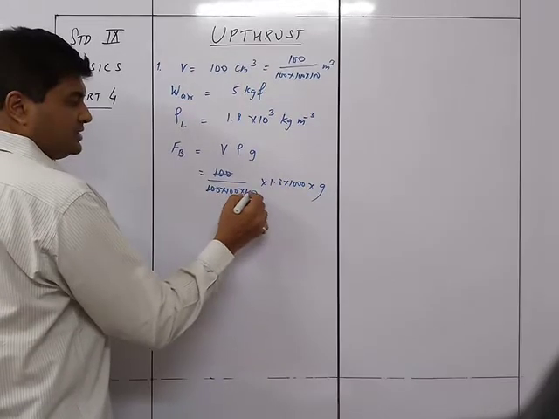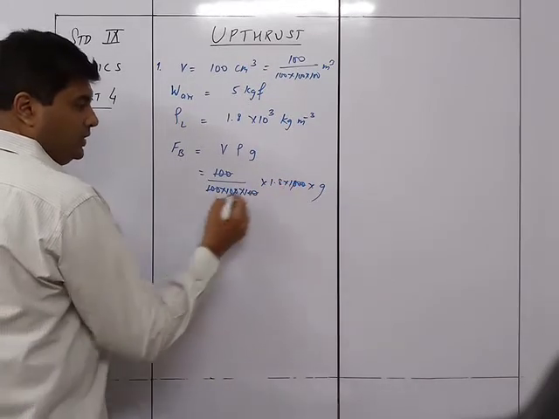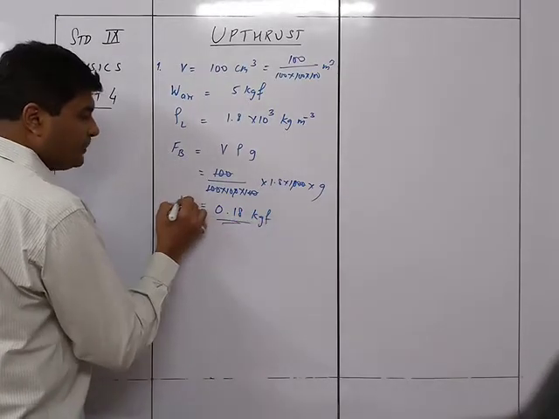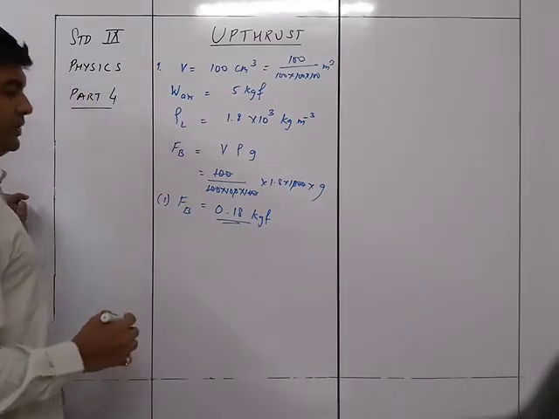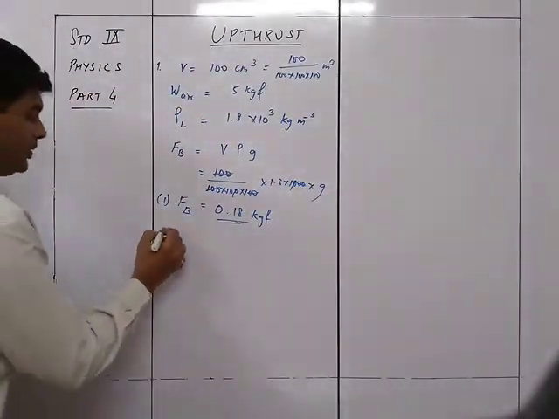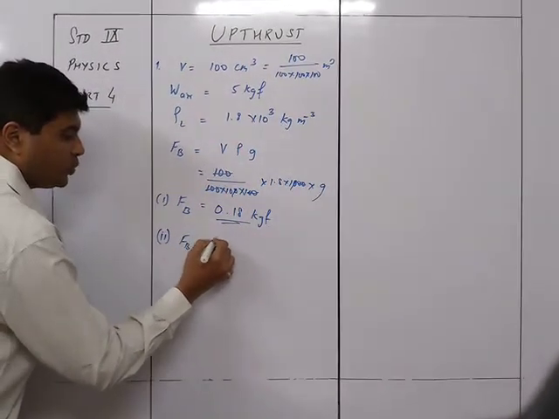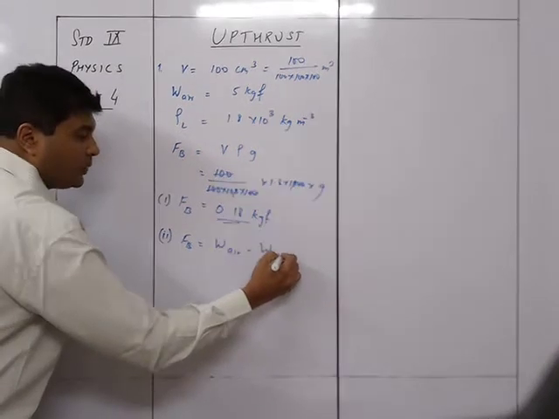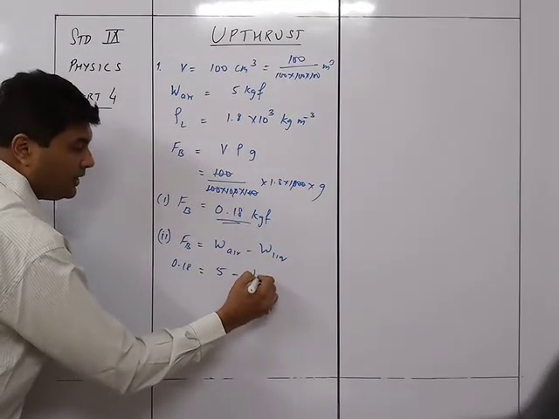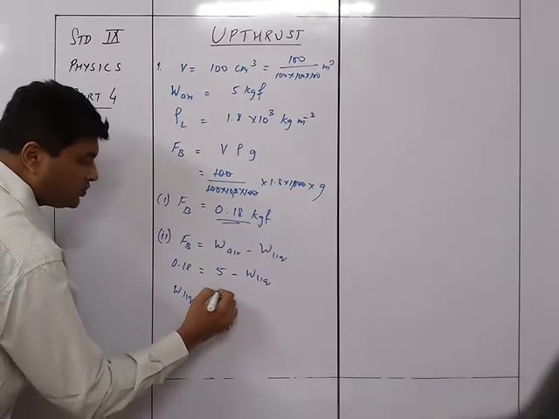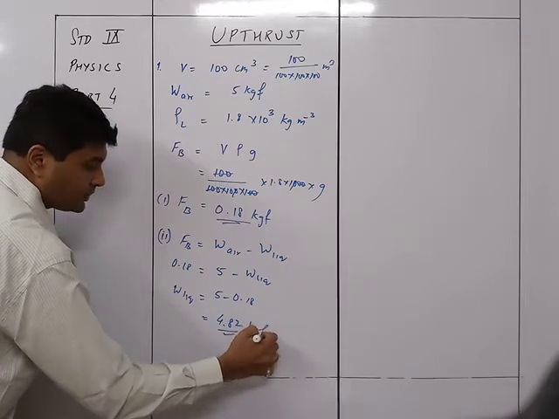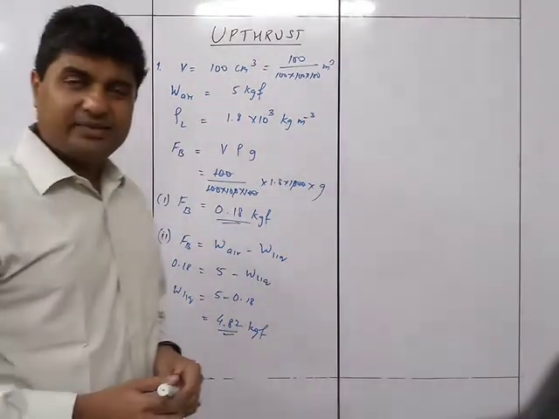This 100 cancels. This 2 cancels over here and 1 cancels over here. So that will give you 0.18 kgf. So upthrust is equal to 0.18 kgf. Now what they want us to do is to find out the weight of the body in liquid. So we know that FB is equal to weight in air minus weight in liquid. So accordingly 0.18 is equal to 5 minus W liquid. So W liquid is equal to 5 minus 0.18. So that will be 4.82 kgf. So the weight in liquid will be 4.82 kgf. Very easy.